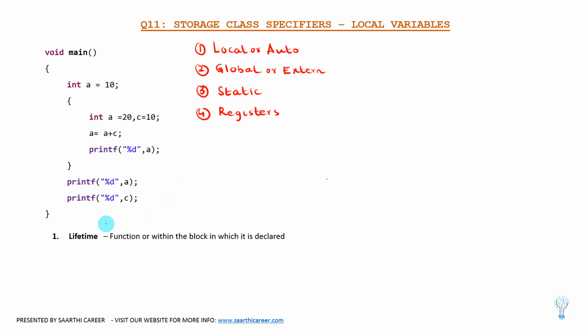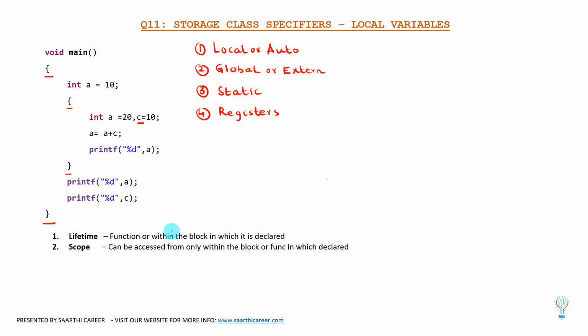So with respect to local variables, let's look at the first point, which is the lifetime of the variable. The lifetime of the variable is limited to the function in which it is declared. So if you look at this question, there is a variable a which is declared within this function. So the a exists within this function. As soon as this function is over, the variable a is destroyed, or within the block in which it is declared. So here we see within the block we have another variable c. So the lifetime of this variable c is only limited to this block of code. Beyond this block of code, c will cease to exist.